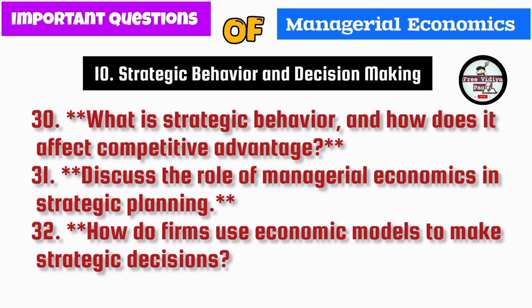Now next topic is strategic behavior and decision making. So first question is what is strategic behavior and how does it affect competitive advantages. 31st is discuss the role of managerial economics in strategic planning. 32 is how do firms use economic models to make strategic decisions.